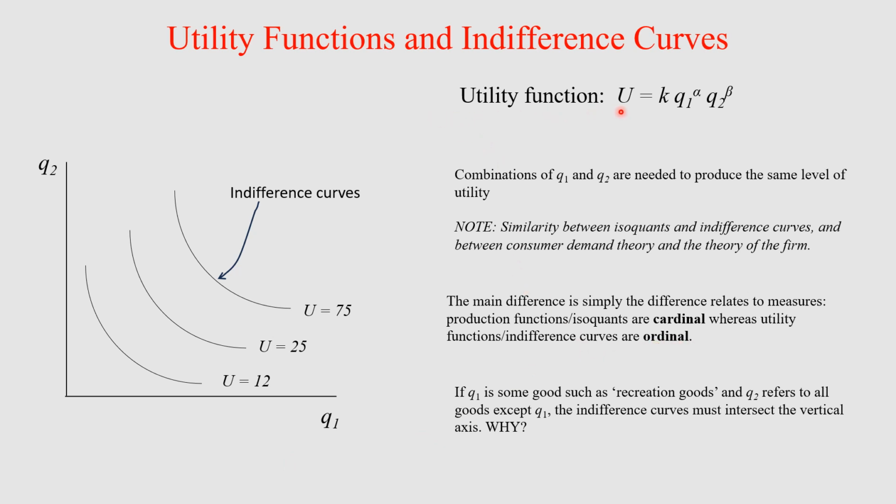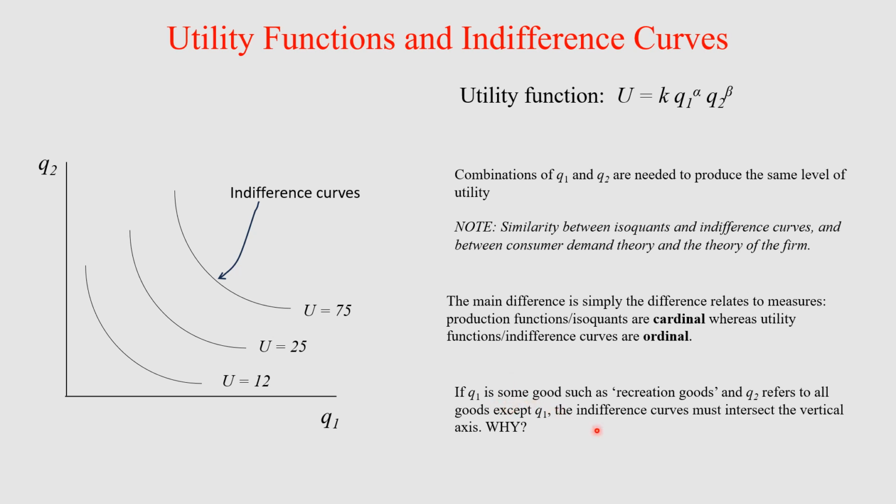So we can specify a utility function as follows, and notice that this specification is exactly what we had in production theory when we talked about a Cobb-Douglas production function. This is basically a quadratic in logs. So combinations of Q1 and Q2 are needed to produce the same level of utility. And we notice here the similarity between isoquants and indifference curves and between consumer demand theory and the theory of the firm. And as I noted, the main difference is simply the difference relating to the measurement. We can measure output, but we cannot measure utility except in some sense that people prefer A to B. All right, we can't attach a utility to how much they prefer A to B.